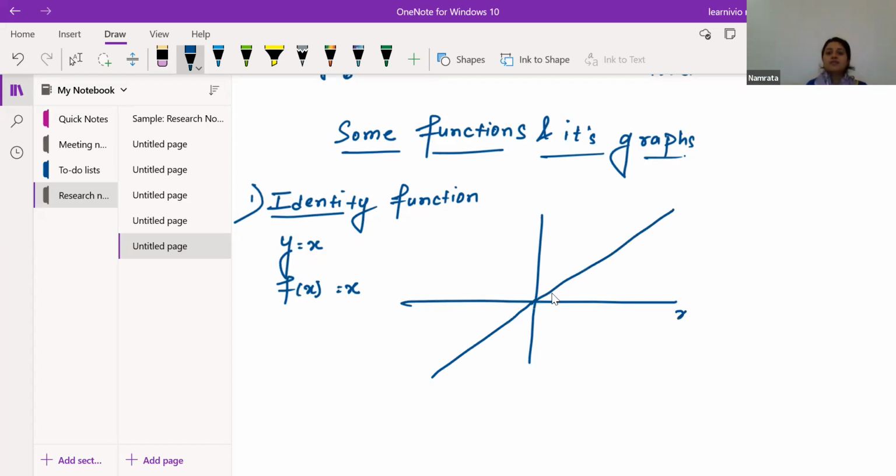Here we will have the x-axis, here we will have the y-axis. If you want, you can draw. You can take x value as 2, y will come out as 2. You take x value as 4, y will come out as 4. And eventually your graph will be like this only: a straight line passing through the origin. That's the graph of the identity function.